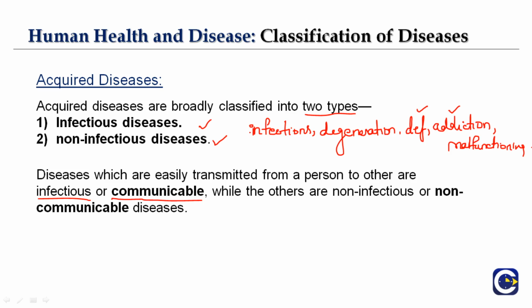They are self defects, right? Even when the intake of vitamins is not correctly maintained by a person, they are subjected to deficiency. There you don't have anybody to transfer the disease from one person to another. So if it is not transmitted from one person to another, you call that as non-infectious or non-communicable diseases.